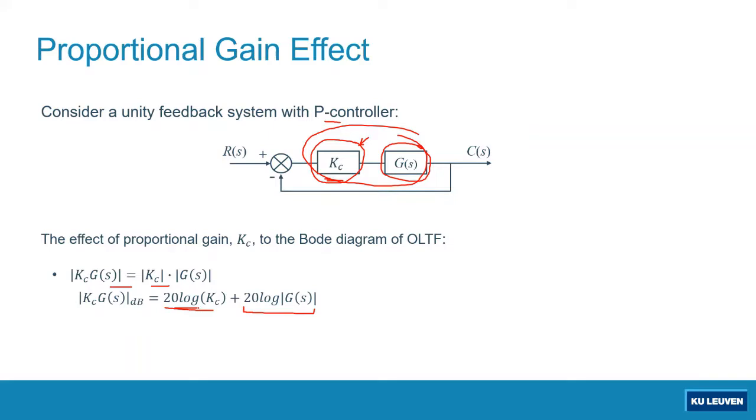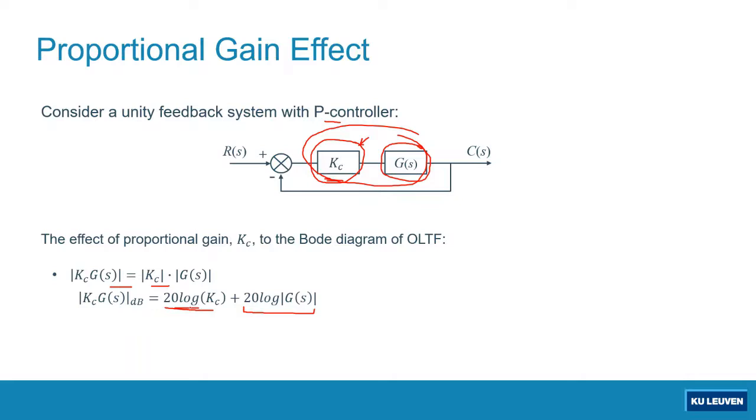value of Kc, right? Of course, if Kc is greater than 1, the magnitude plot will be shifted up because 20 log Kc will be positive. If your Kc is between 0 and 1, your magnitude plot will be shifted down because your 20 log Kc will be negative. That is the effect of proportional gain Kc to the magnitude plot in your open loop transfer function.